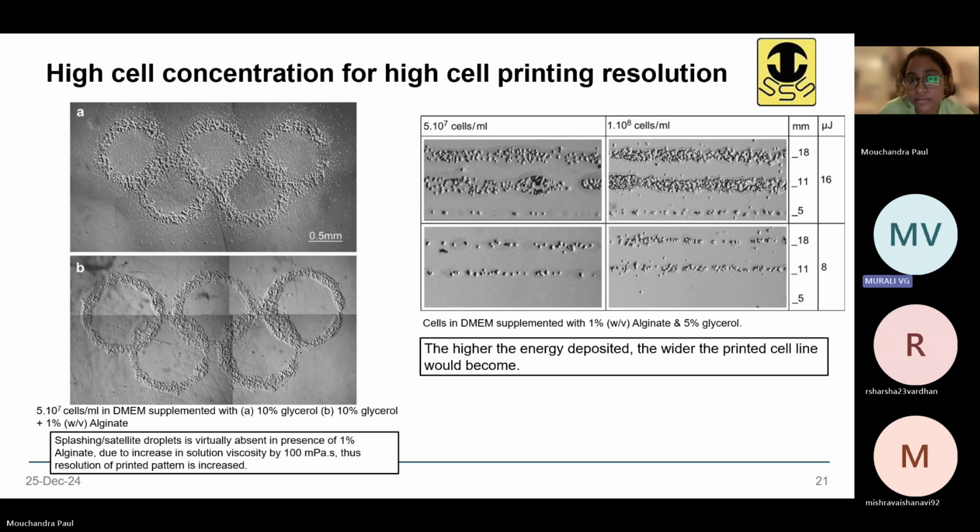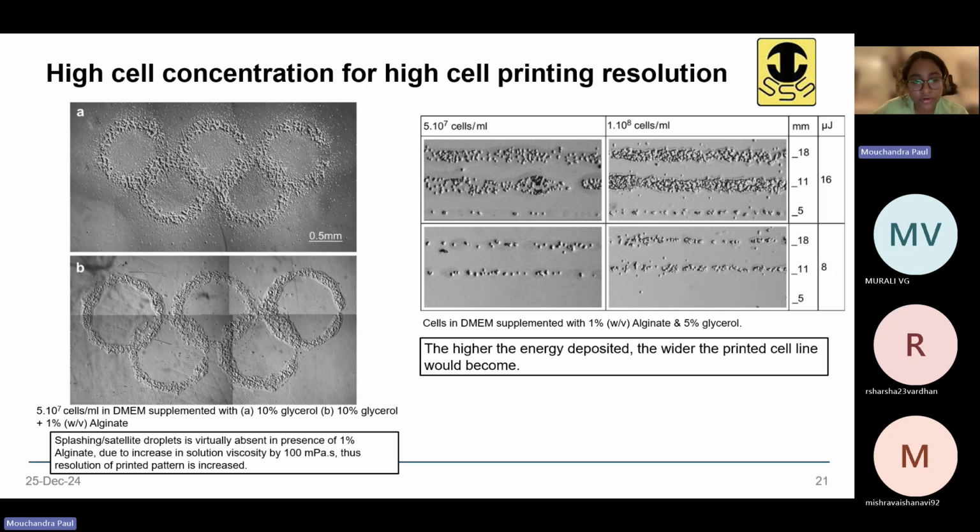Ma'am, it is given, right? The higher the energy deposit, the wider the printed cell. Maybe the energy deposit is low. That may be the reason. So the energy has to cross a minimum threshold value, if you remember that point, for the droplet to form, right? So in this case, the droplet did not form because it was in this region.